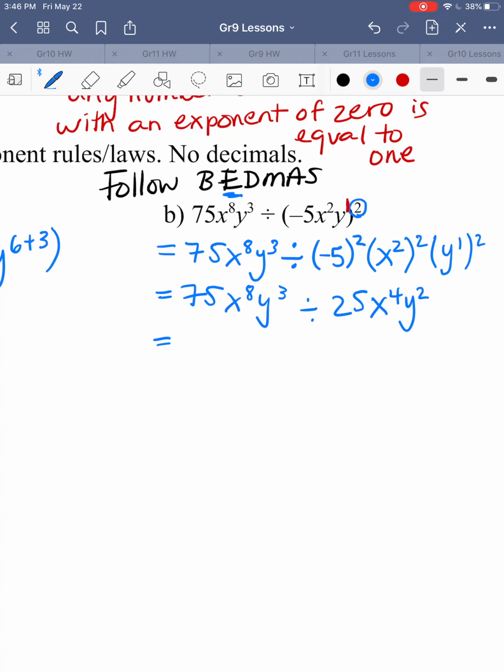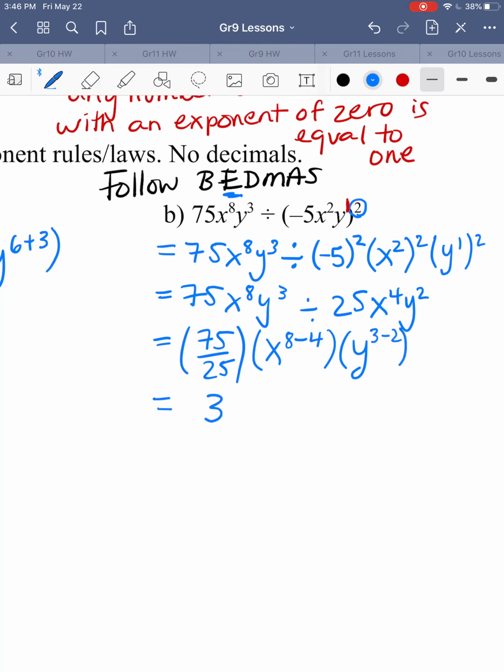So now we're going to deal with the coefficients, which is 75 divided by 25, and then start dealing with the variables. So we have x to the power of 8. We're using division, so we're going to subtract, minus 4. And then we have y to the power of 3 minus 2. 75 divided by 25 gives us 3. And then we have x to the power of 4 and then y to the power of 1. So we don't need to write that exponent of 1 in our final answer.